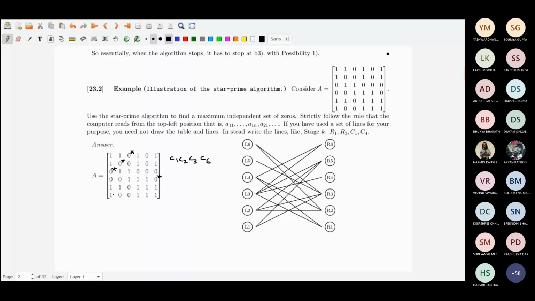but I will not strike them down. So when you are writing C1, C2, C3, C6, acha, in the whole matrix, whenever there is a 0, for example, 1, 3 is 0, so from L1 to R3 I have one edge over here. Okay, so this bipartite graph is drawn according to the 0 entries in matrix A. Now when I am saying C1, C2, C3, C6, I will put a star over here. These are the stars.